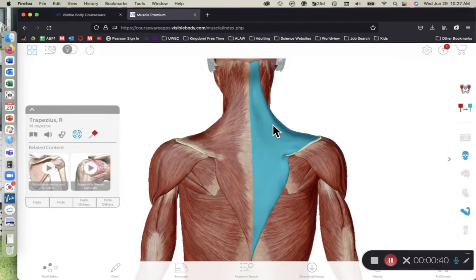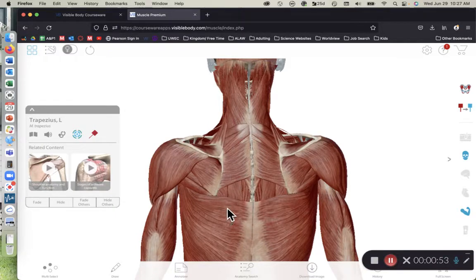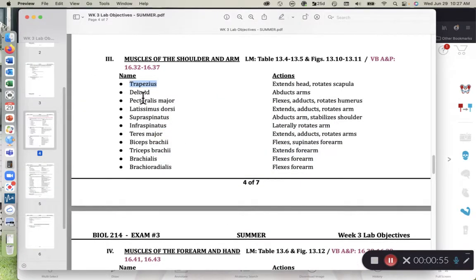It's a large sheet of muscle that covers the superior region of the back and also the posterior of the neck. So we have the trapezius for our first muscle. And I'll go ahead and hide the trapezius so we can focus on our next muscle groups.